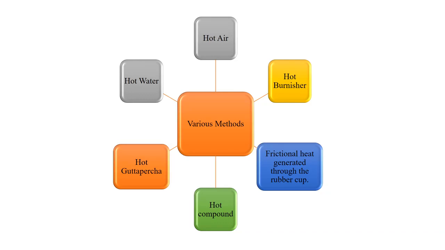Now what are the methods which we use to perform the heat test? You can use warm air. You can use hot water in a syringe, or you can use a hot gutta-percha stick. Apart from this, you can heat a burnisher over a flame and then apply it on the tooth. Other methods are using a pumice cup or a rubber cup running on the tooth, and the frictional heat generated by this rubber cup will elicit a response.